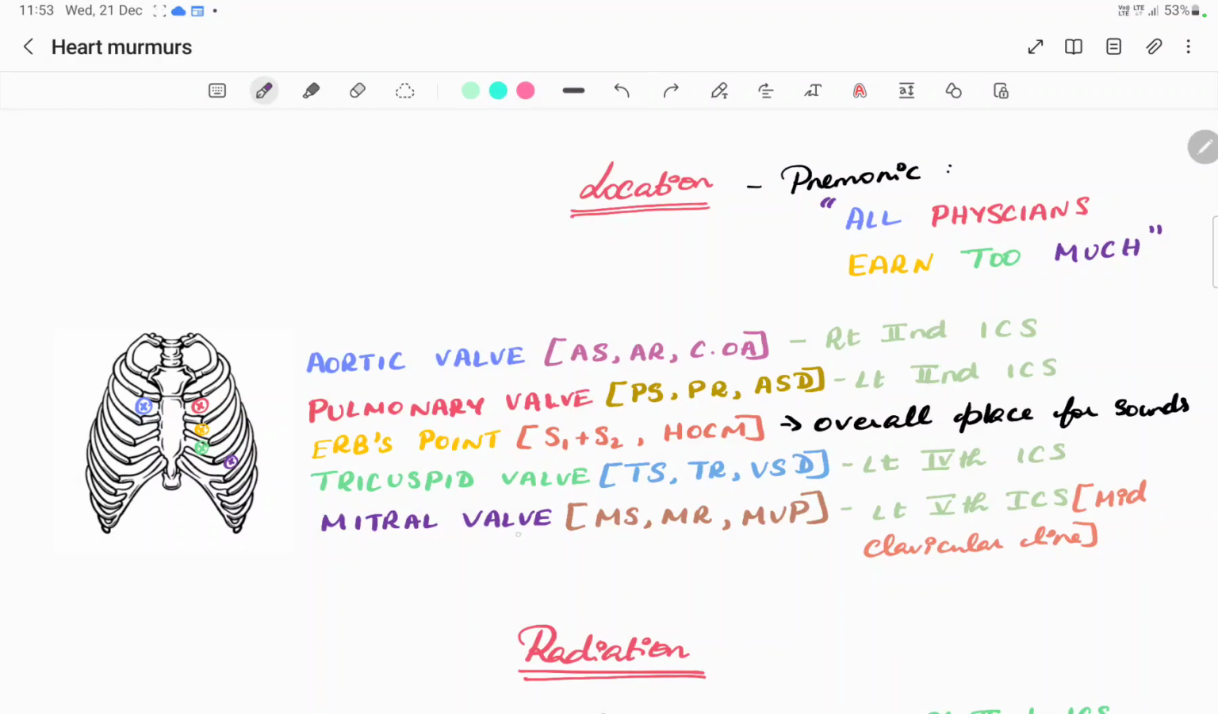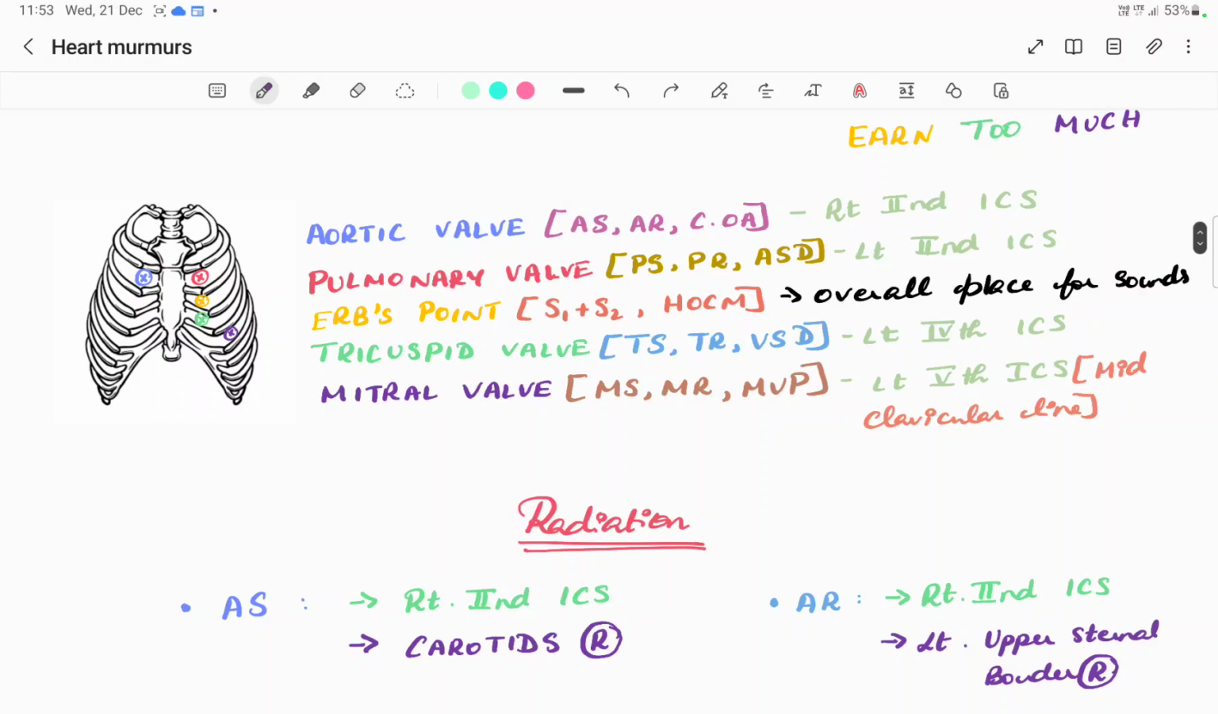Finally, coming to the mitral valve. For the mitral valve there's a basic difference: it is in the left fifth intercostal space, but it is in the mid clavicular line. It is basically half an inch medial to the mid clavicular line. That's where we listen for mitral stenosis, regurgitation, and mitral valve prolapse murmurs.